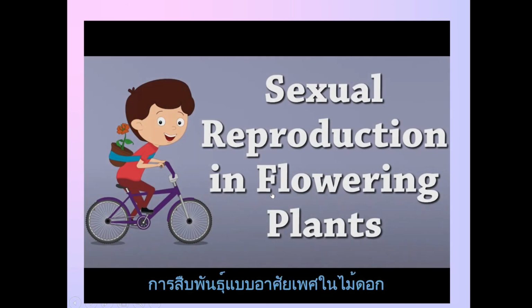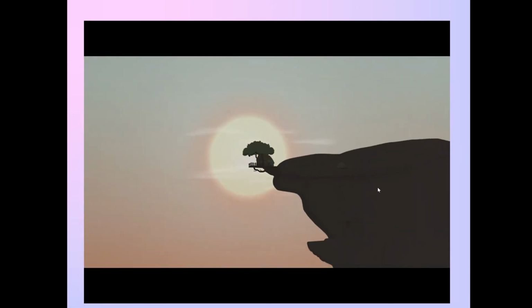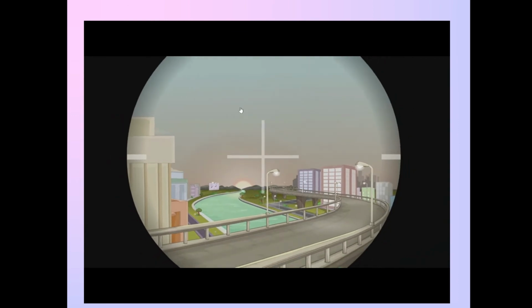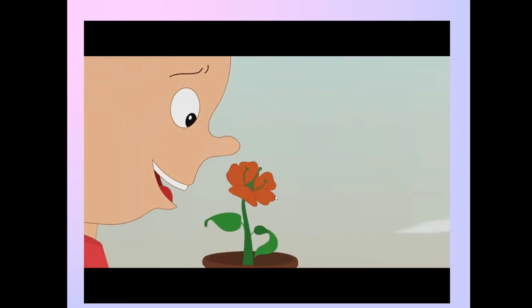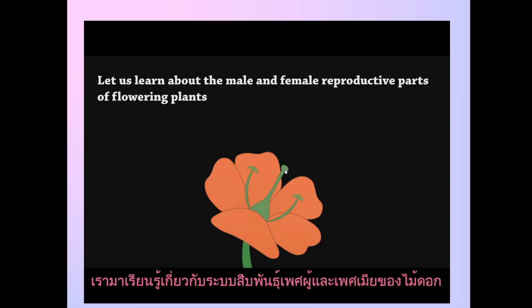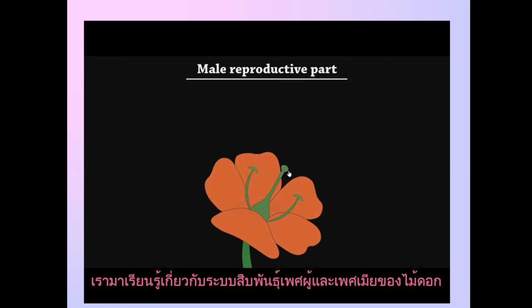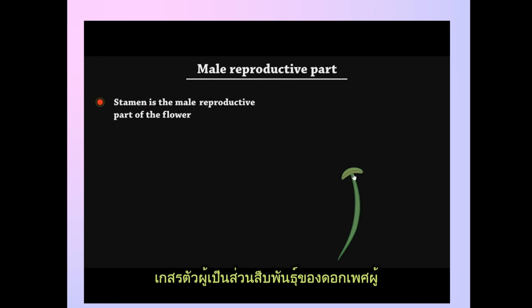Our topic for today is sexual reproduction in flowering plants. This is a flower. Let us learn about the male and female reproductive parts of flowering plants. Stigma. Female, and this one is male. Stamen is the male reproductive part of the flower.